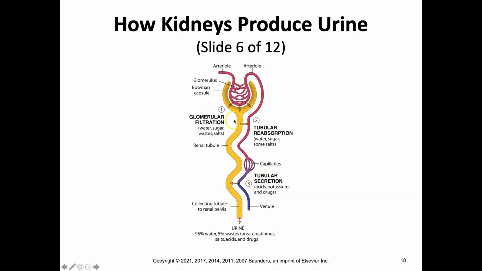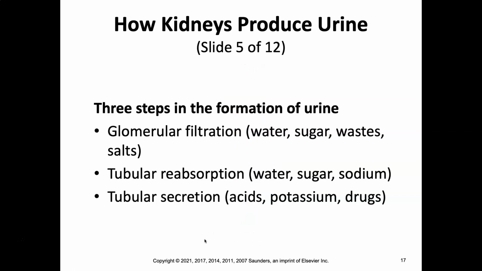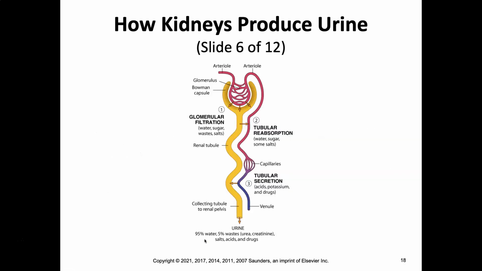And these are the 3 steps to making urine. You filter everything, you reabsorb some of it, you pull in the secretions, and together what's left is your urine. 95% water, 5% waste. It contains, went back the wrong way, urea, creatinine, salts, acids, and drugs. So that's a really helpful visual if you're looking at the process.